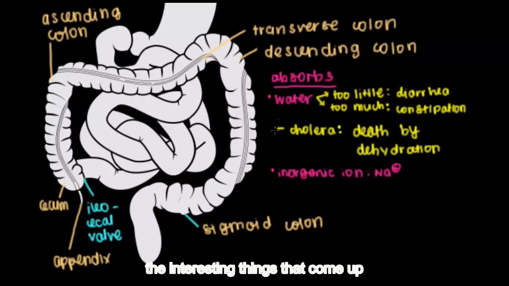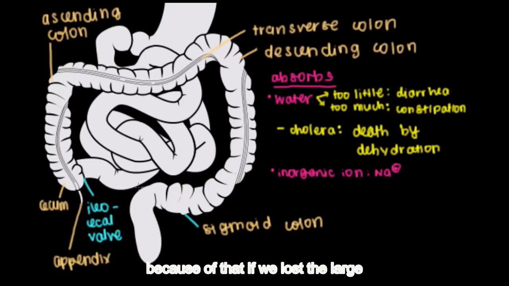Now, one of the interesting things that comes up because of this: if you notice water and inorganic ions, things like sodium, potassium, chloride, the large intestine is not the only place that does that. Neither is the small intestine. In fact, the organ that's most responsible for the absorption of your water and your inorganic ions is the kidney.